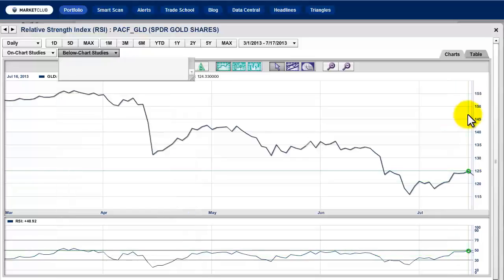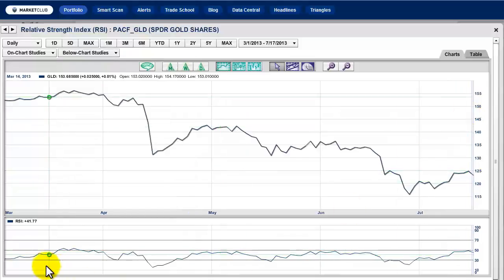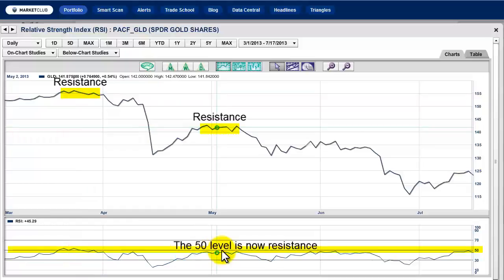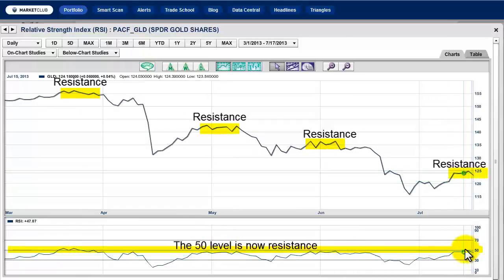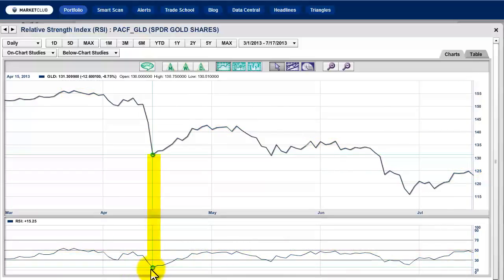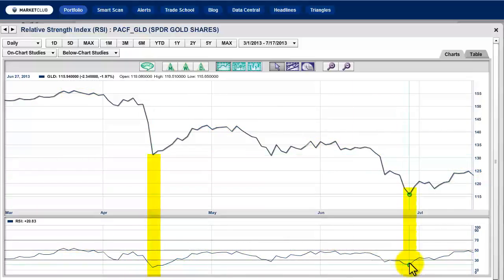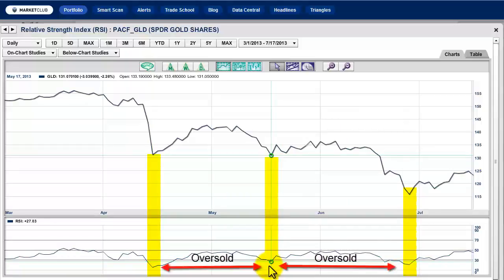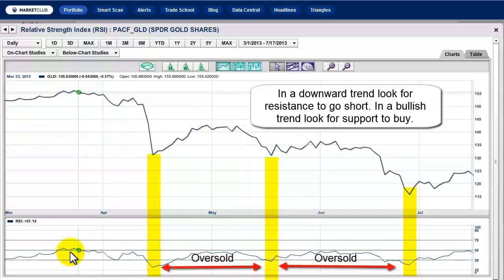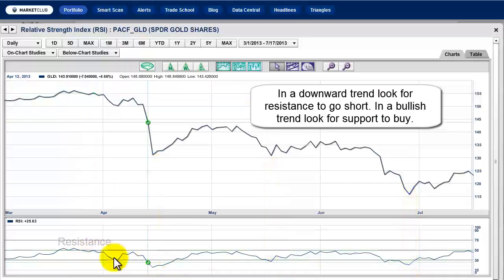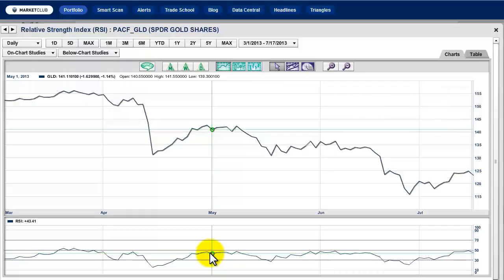Click off the indicator, and you can see every time it gets to the 50 level, there's resistance right around there, and again right around here. So technically, when it gets below here, it's oversold, and below here it's oversold, and perhaps even to a lesser degree right here. But generally speaking, in a downward trend, you want to be looking for resistance to go short, not to buy, but just to go short. And in a bullish trend, it's just the opposite, which I just showed you. So that's how you use the RSI to successfully trade in the markets. Now, it's best to use it with other indicators, such as moving averages for trend, and so forth.